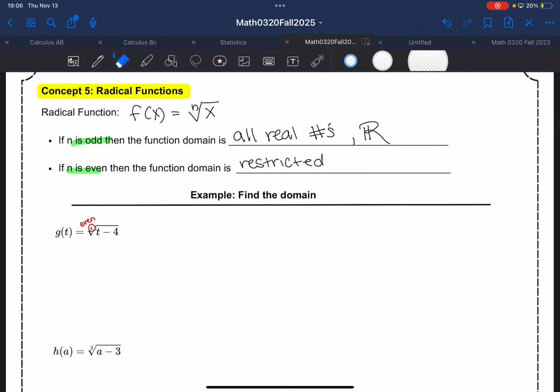I got free copies. No, that was my bad, because I have my key from a few years back and I forgot that I retyped this up and so I changed the order. Why did I do that? I don't know. So yes, if n is even, the domain is restricted. If n is odd, then it's all real numbers. So that's my bad. I apologize.